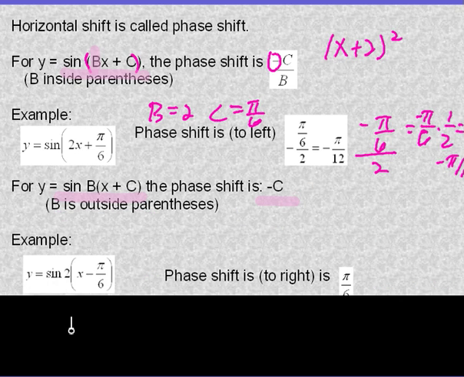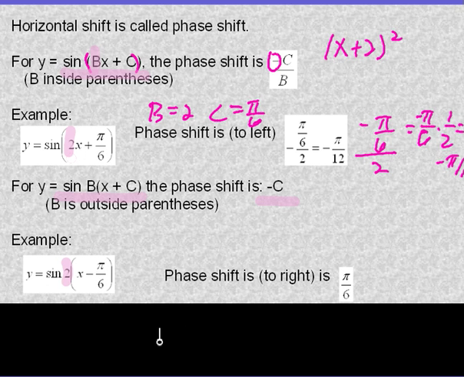The example I have here is almost the same, except notice the 2 is outside instead of inside. So our phase shift is going to be a negative of a negative pi over 6, which is a positive pi over 6, which is why we're going to the right. So if you have a negative in front of your C, it gives you a phase shift to the right. If you have a positive in front of your C, it gives you a phase shift to the left.